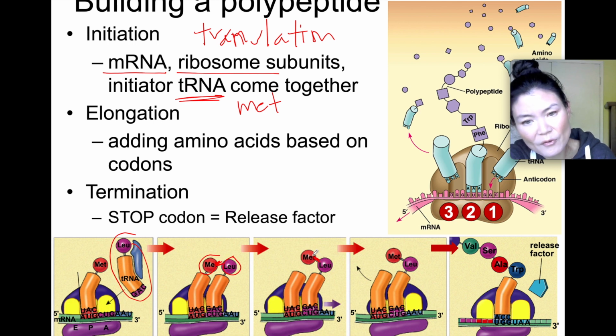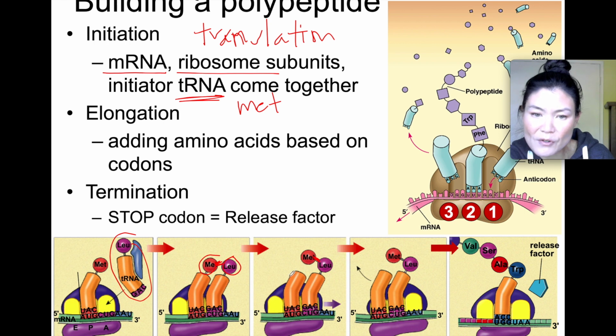Once a peptide bond forms between the first and second amino acids, the first tRNA will release Met, leave, and exit the ribosome through the E site. Do you see that? It's now in the E site and it's going to leave. And then the second tRNA is now in the P site, holding on to Met and leucine.